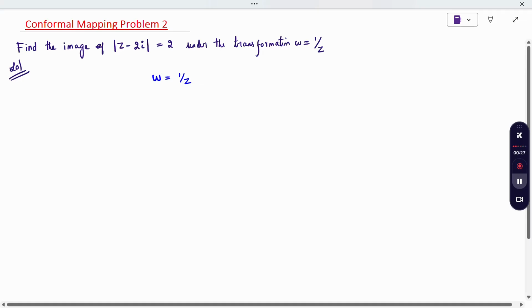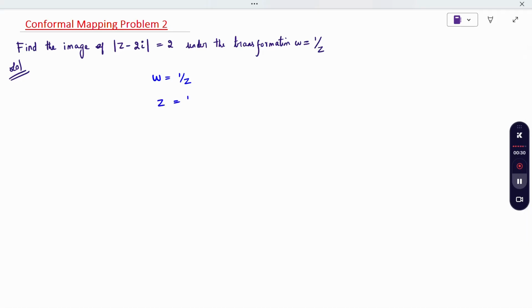We know that z can be written as 1 by w. So what is w? w is nothing but u plus iv. So it is 1 by u plus iv. Since the denominator has only one term, we have to take the conjugate. What is the conjugate of u plus iv? The conjugate is u minus iv. So multiply and divide by it.